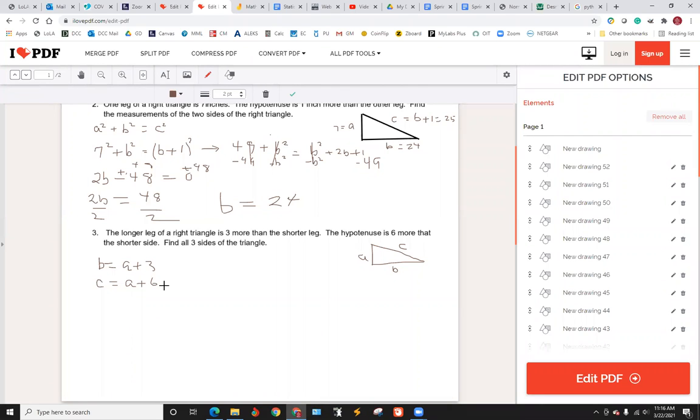All right, so what we got to do is put all these in there. So we know what B is and we know what C is. We just don't know what A is. So A squared is going to stay there. This is A plus 3.